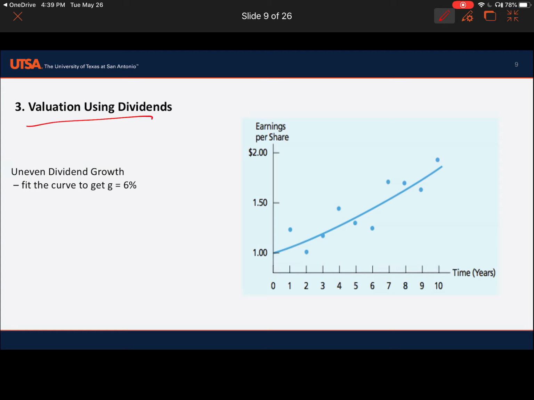Okay, valuation using dividends with an uneven dividend growth rate. Sometimes we have a growth rate, but it's not constant. So at time 1, the growth rate is maybe 25%, and at time 2 a lower growth rate. So we don't have a constant growth rate, we have uneven dividend growth rates. We can fit the curve to get the 6%. It's a kind of curve with different scales of growth rates, but when we have a line, we have an approximate growth rate.